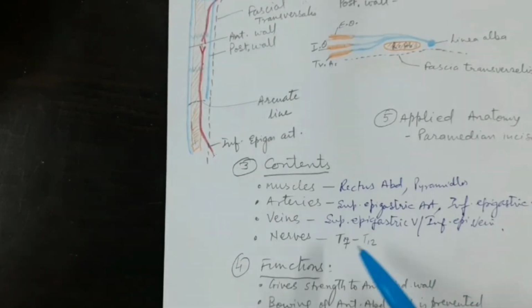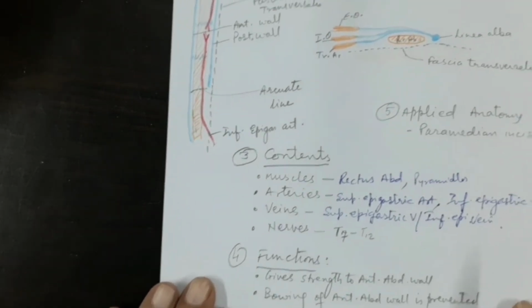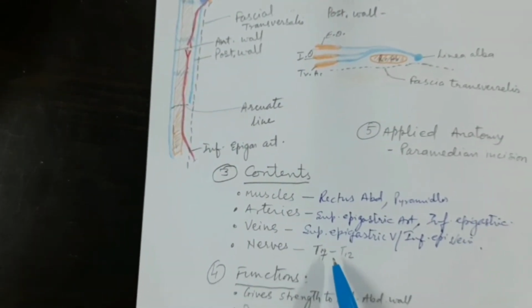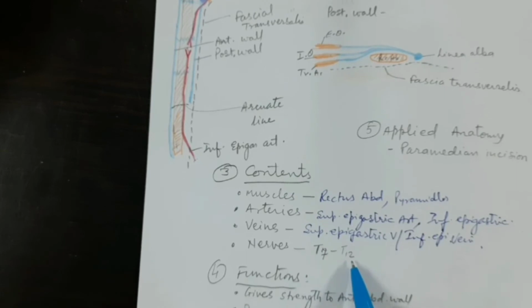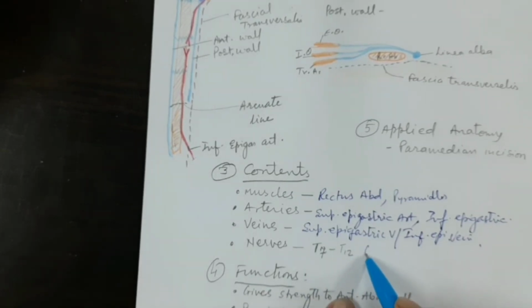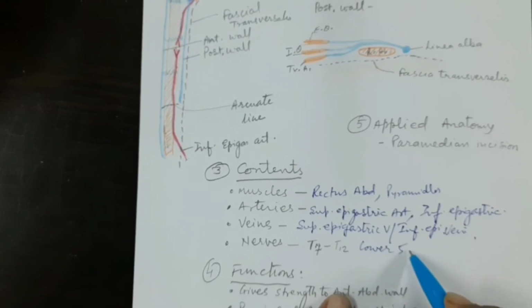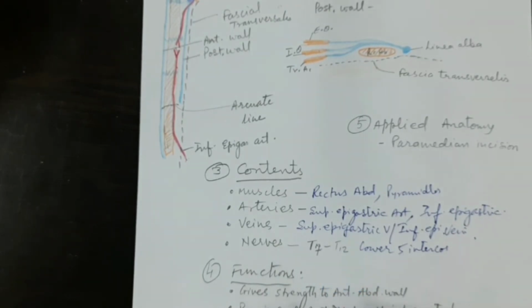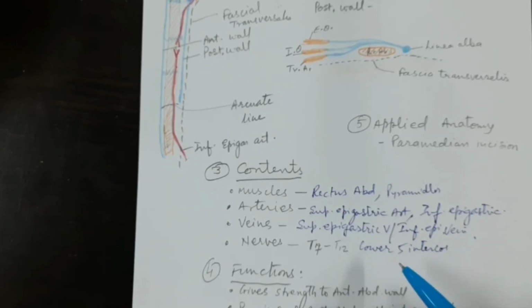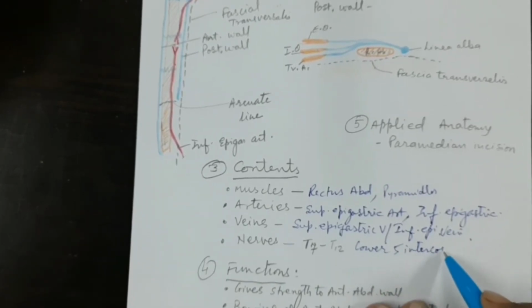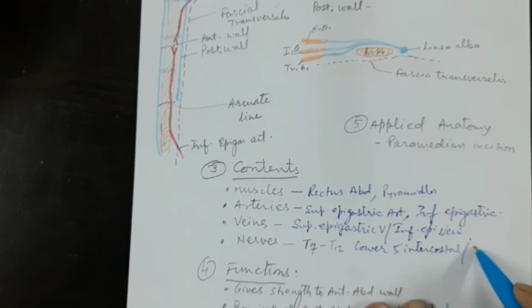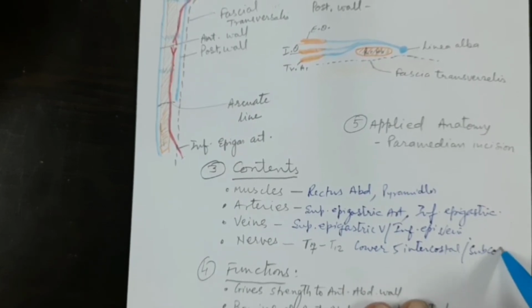They will drain into it. So the veins have the same names as the arteries. Nerves: the lower 5 intercostal nerves, that is T7, 8, 9, 10 and 11, and T12, which is the subcostal nerve. T12 is called the subcostal nerve.